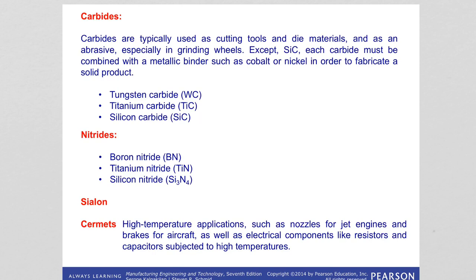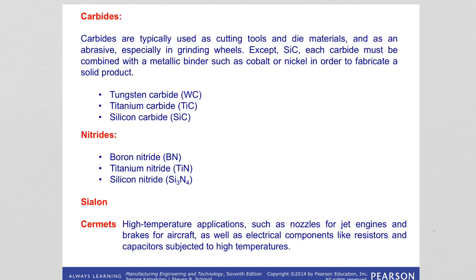When we look at boron nitride, this is the second hardest known substance. The first one is diamond, and the second one is boron nitride. Therefore, it has special applications. Just like diamond, it can be used in cutting tools or abrasives in grinding wheels. It doesn't exist in nature and it is made synthetically.